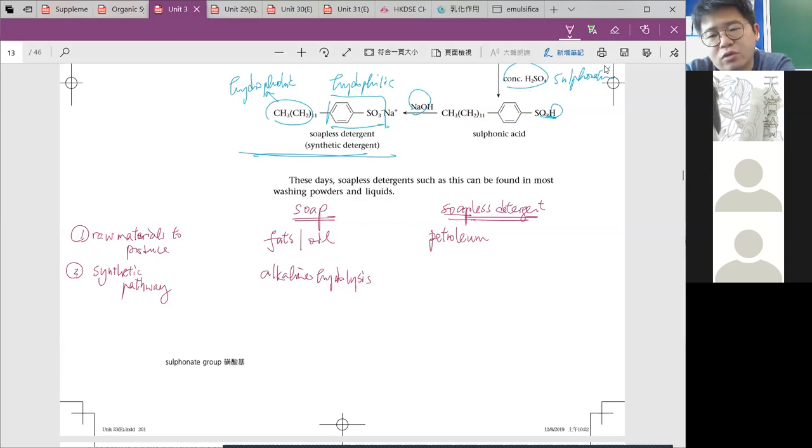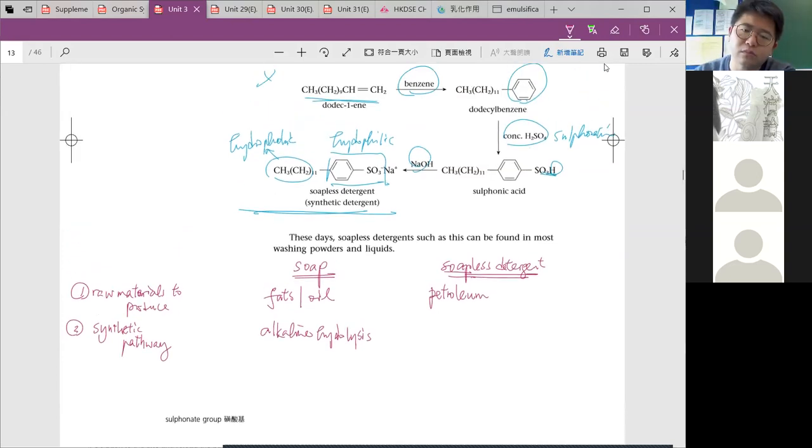Okay, mainly alkaline hydrolysis. But of course, if you are going to produce the soap in the laboratory in a very short time, you may apply heat, followed by the salting out process, filtration, rinsing, drying, etc. Something that you normally treat in the preparation of soap. How about soapless detergent? A very long process, right? How do we understand this? From petroleum, what will happen? First of all, cracking.